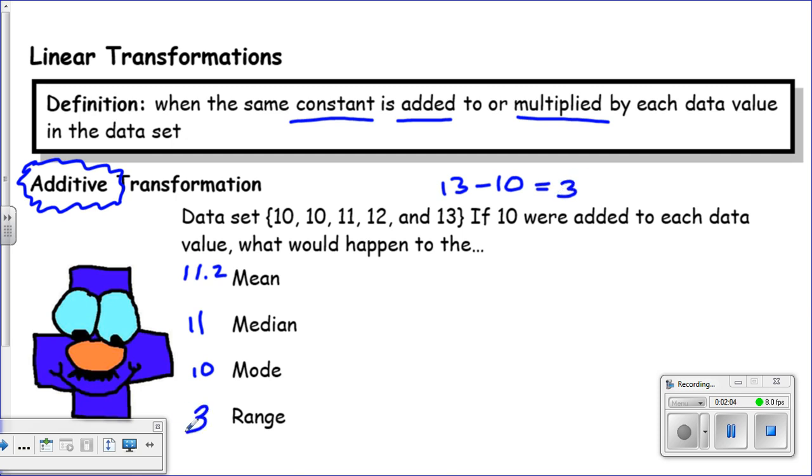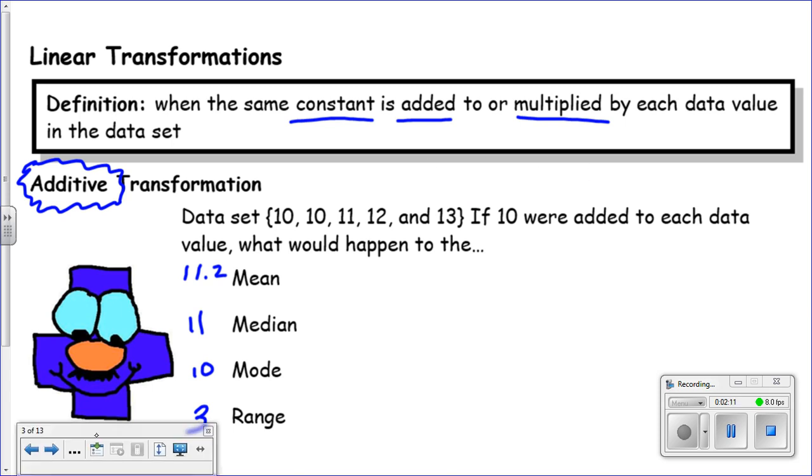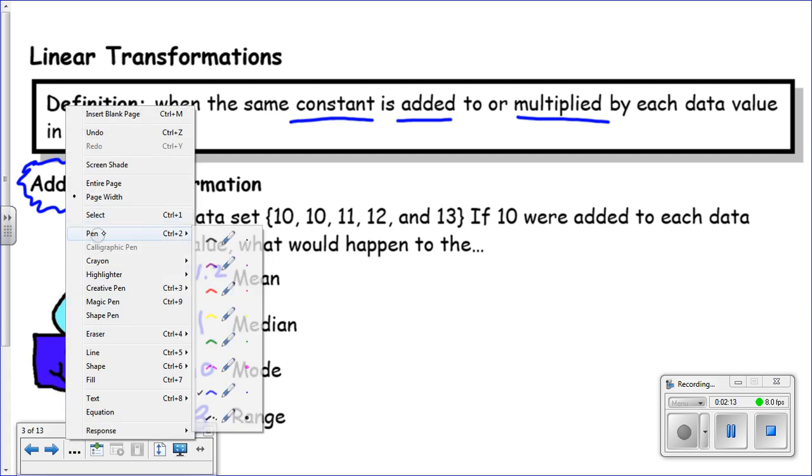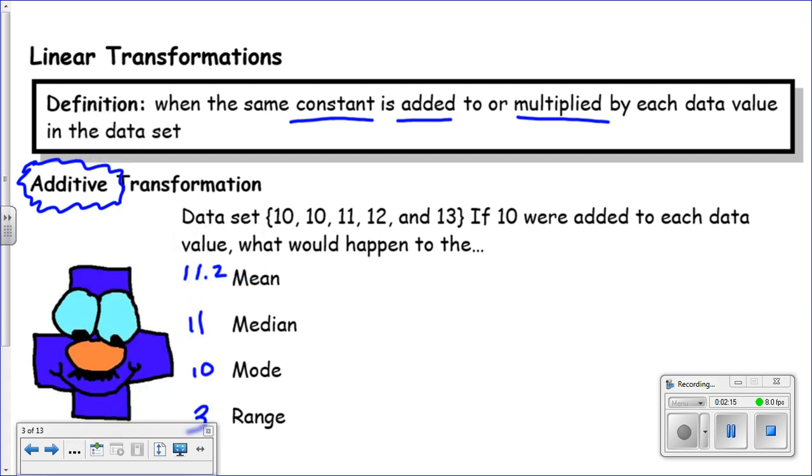Okay, so now we're going to see what happens if we add 10 to every data value. I'm going to change my color here so that I have a different color. So my new data set would become 20, 20, 21, 22, and 23.